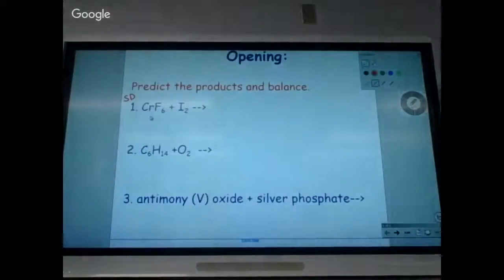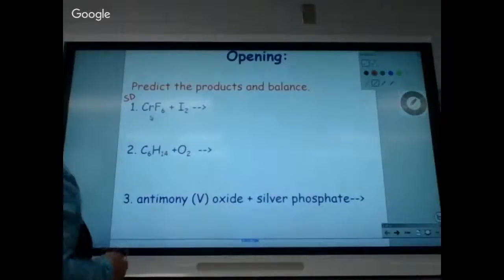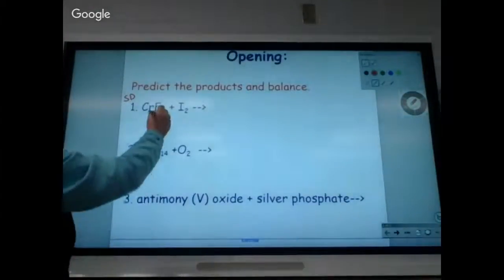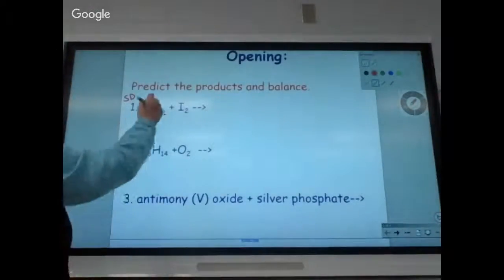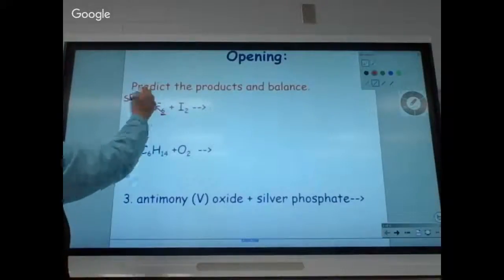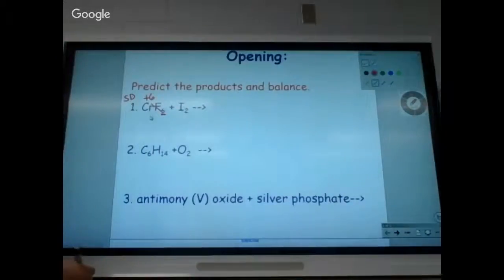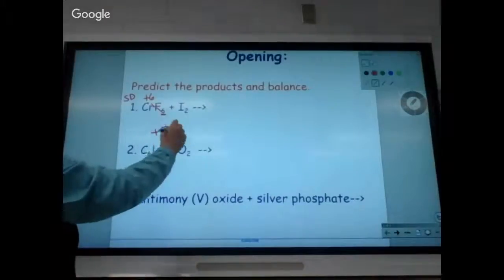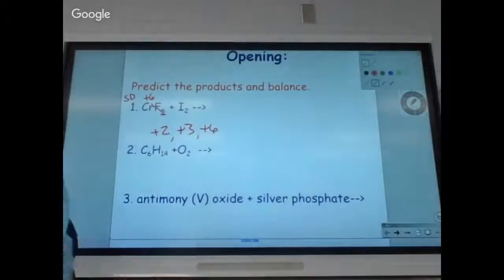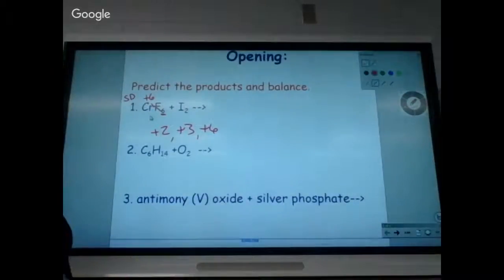All right. So, what do we do for single displacement? Because this is review from yesterday. This is not new. Find the oxidation numbers. So, what's chromium's oxidation number here? 6. It's a 6. See this 6 that's right here? It came from up here. Because when you look up chromium on your oxidation sheet, it's going to say +2, +3, +6. So you know the 6 came from chromium. Everybody okay with that? Yes.